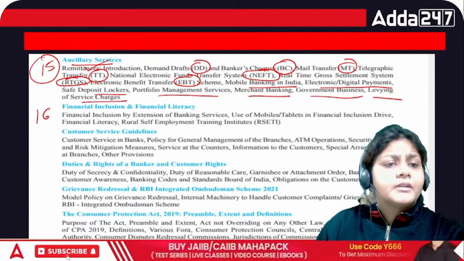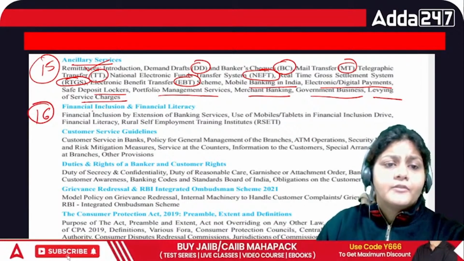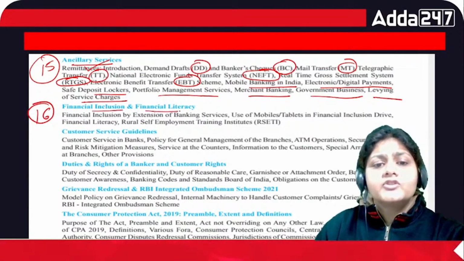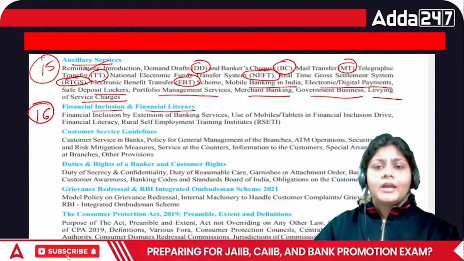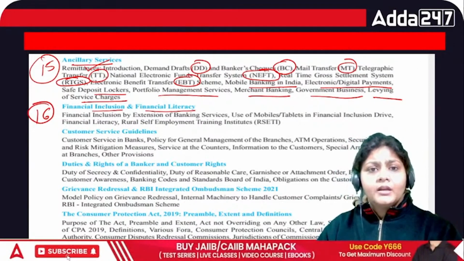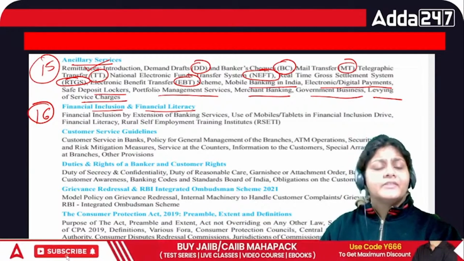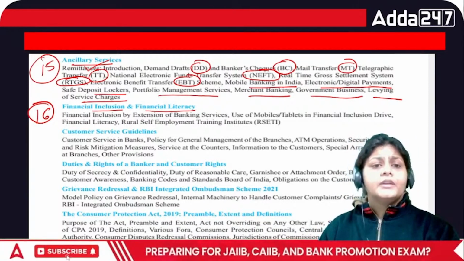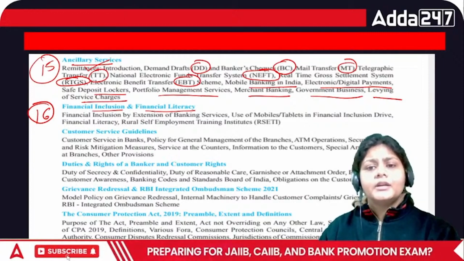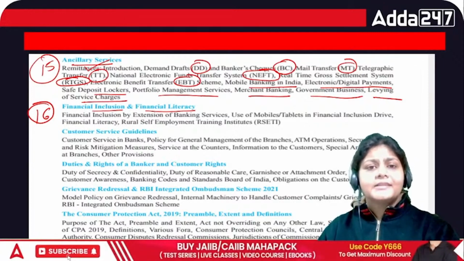Then we have chapter number 16, that is financial inclusion and financial literacy. So what is the difference between financial inclusion and financial literacy? Financial inclusion, of course, we started in the year 2013, and under financial inclusion, the Government of India has started many schemes.